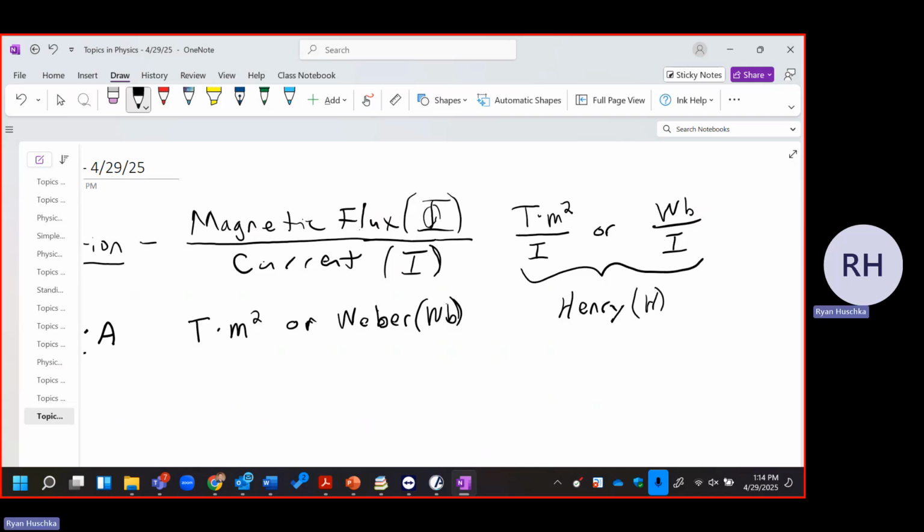Useful, right? Just because if you hear in a problem Weber, okay, I'm looking at magnetic flux. Or if you hear the unit Henry, you are looking at inductance. And so you notice here on this circuit board in front of you, this inductor is 5 millihenry. Okay? So it is a unit of inductance, how much magnetic flux per current.